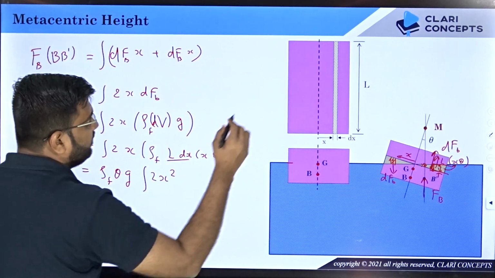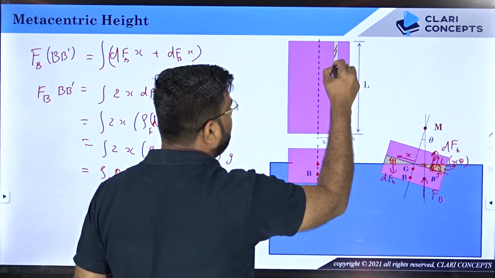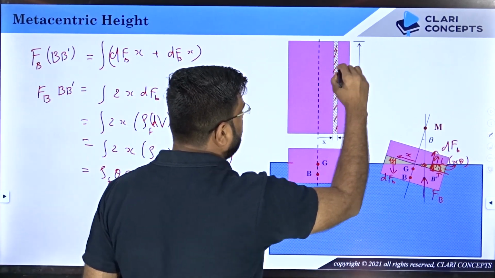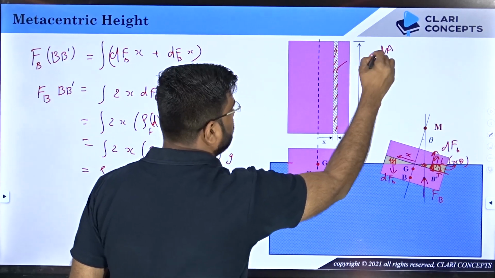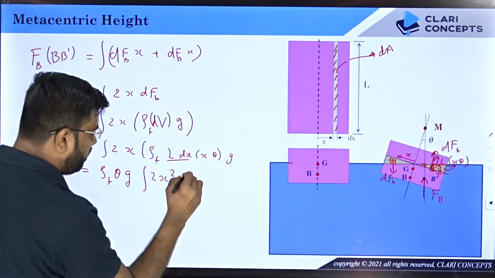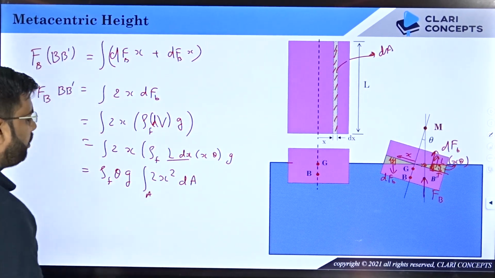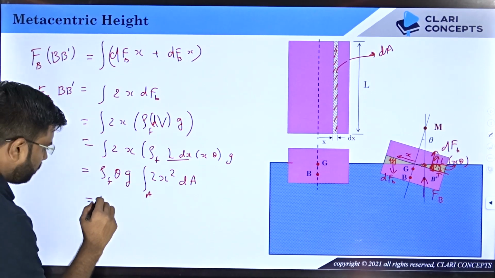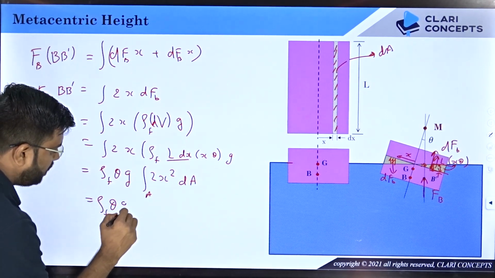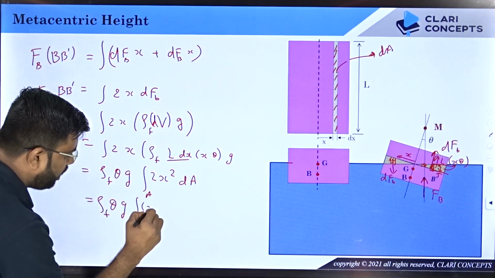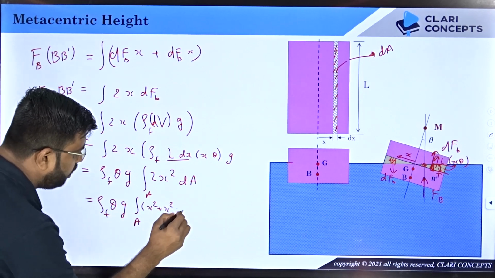L into dx, can I say L into dx is this elemental area, the area of this strip. I will put this as dA. So let me write L into dx is dA. So this has now become an area integral of 2x square dA, right? So what is this? Rho F theta g. Can I write this as x square plus x square into dA?